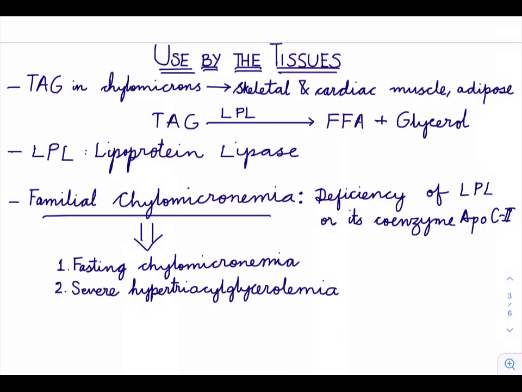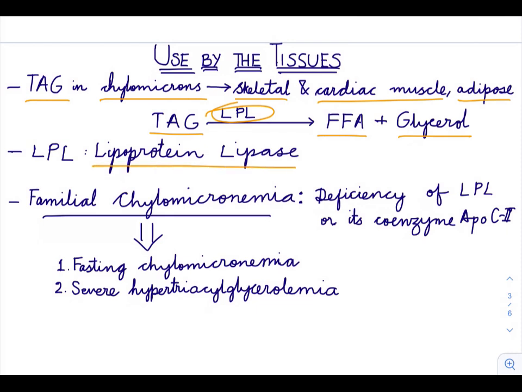Now we'll talk about the use by the tissues of these products. Most of the triacylglycerols contained in chylomicrons is broken down in the capillary beds of skeletal and cardiac muscles and adipose tissue. The triacylglycerol is degraded to free fatty acids and glycerol by the lipoprotein lipase. This enzyme is synthesized and secreted primarily by adipocytes and muscle cells. Secreted LPL is anchored to the luminal surface of the endothelial cells in the capillaries of muscle and adipose tissues.